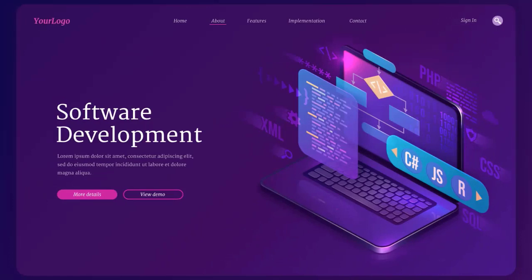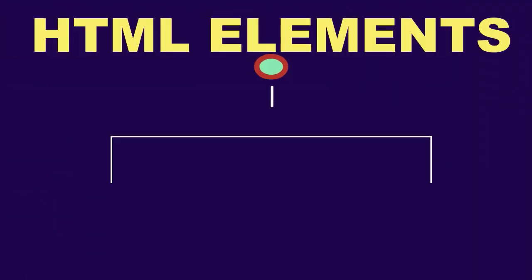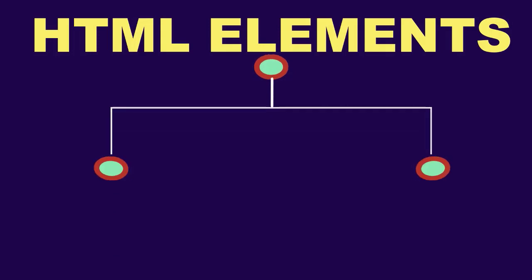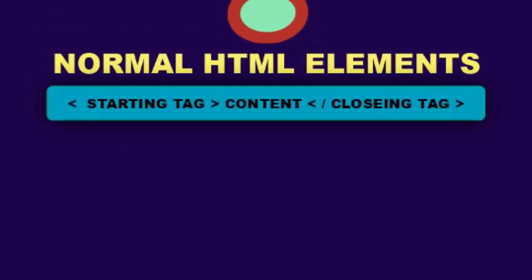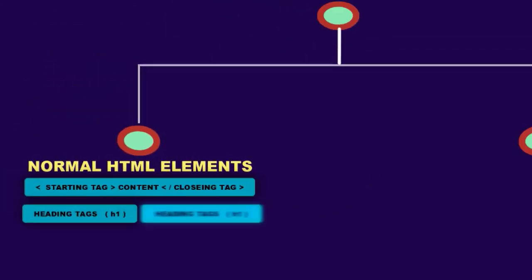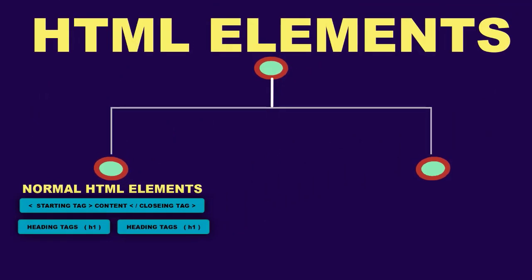Everything we see on a web page is made up of HTML elements. HTML elements are of two types. First is the normal HTML element, which has a starting tag, a closing tag and some content in it. For example, headings and paragraphs. We will talk about them later. You need not worry about it.